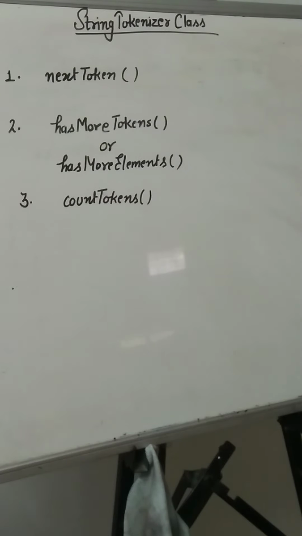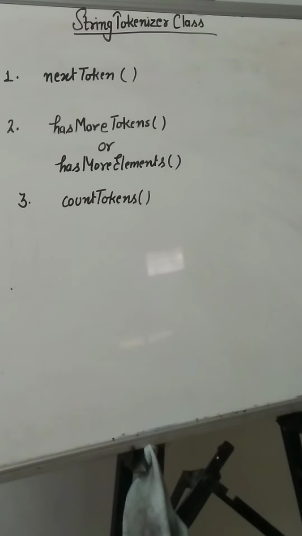The next function is the countTokens function. CountTokens is used to count the number of tokens, so it stores the result in integer type. This function returns the number of tokens from the string by using the current set of delimiters. Clear? So these are the three main methods of the StringTokenizer class.